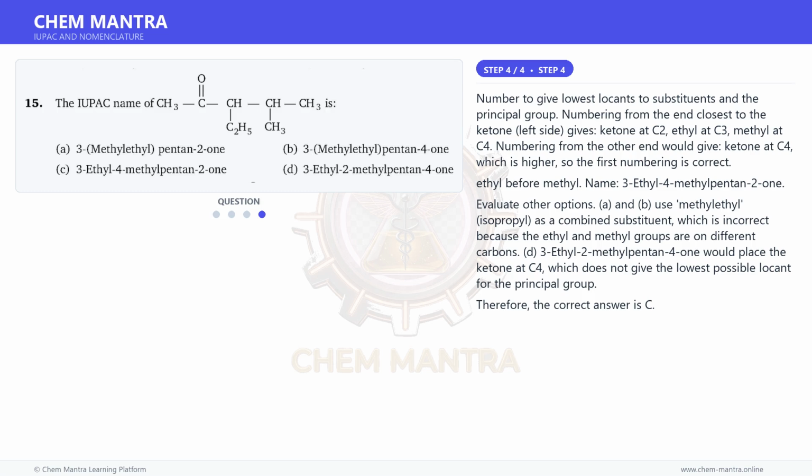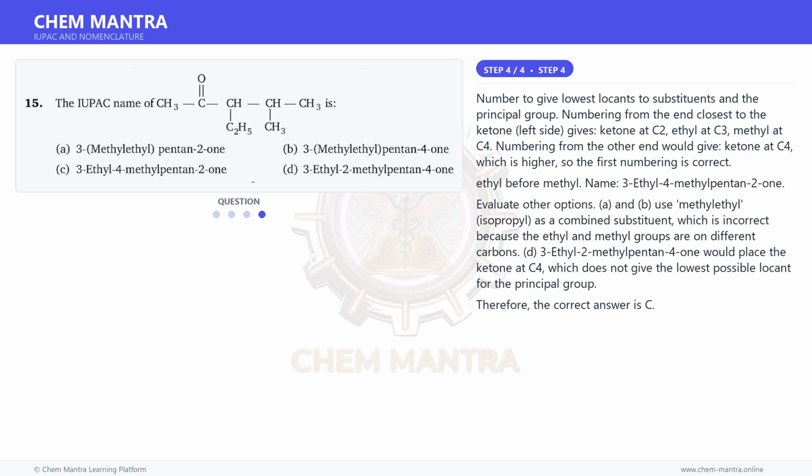Numbering from the end closest to the ketone, left side, gives ketone at C2, ethyl at C3, methyl at C4. Numbering from the other end would give ketone at C4, which is higher, so the first numbering is correct. Ethyl before methyl. Name: 3-ethyl-4-methylpentan-2-one.